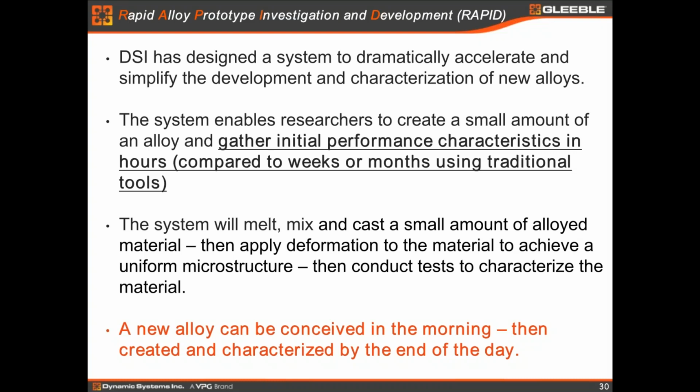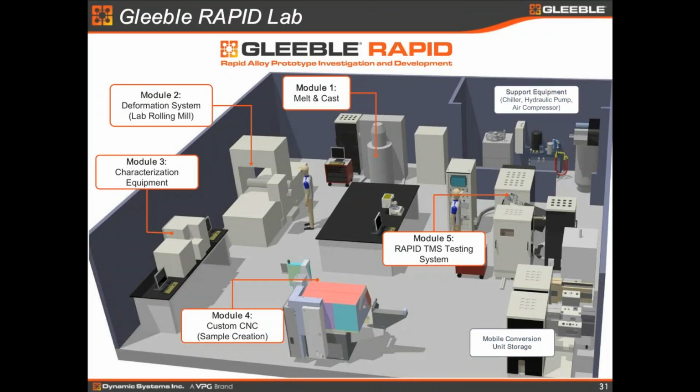It's very, very powerful. And I want to share it with you guys because it's the way everybody in the world will follow: ICME. And this is the schematic design of our Gleeble rapid system. There are 5 modules there. Module 5 is the one that you already have, the Gleeble. We call it the rapid TMS system, thermomechanical simulator.